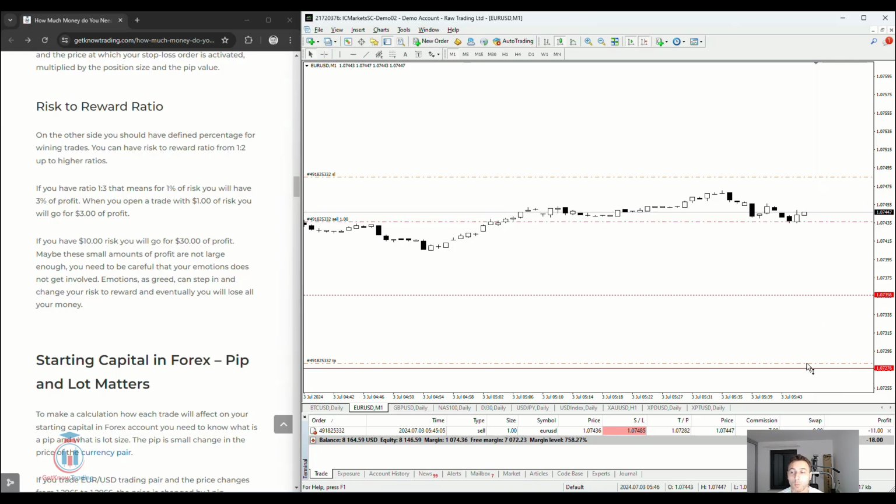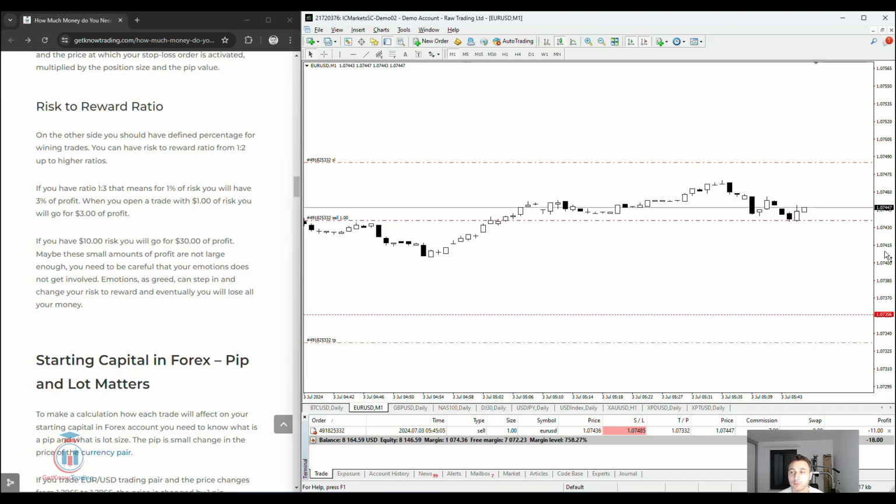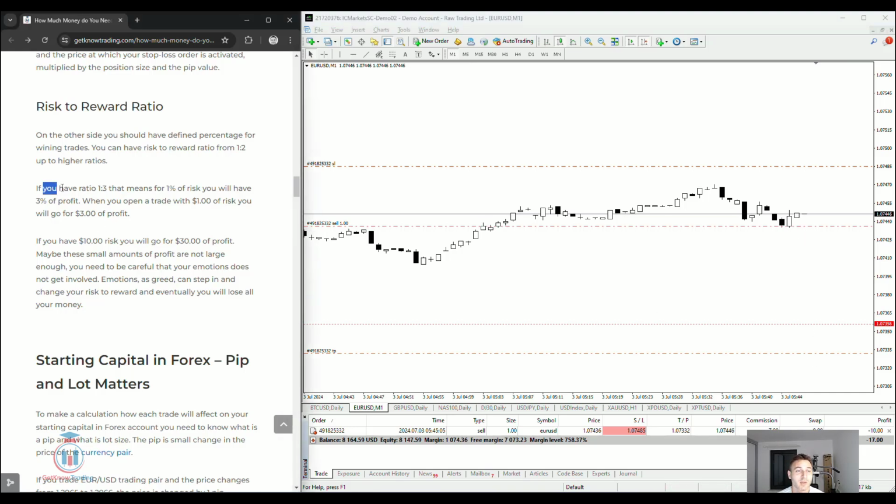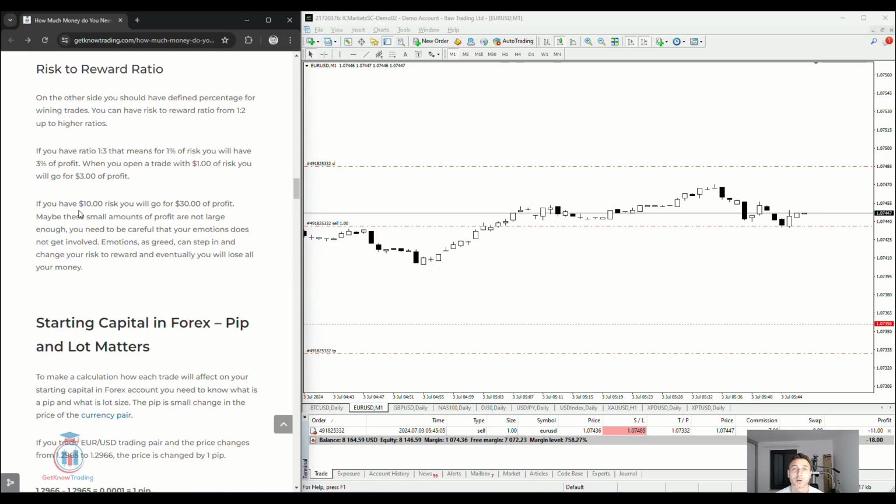At least I have 1 against 2. That means in this case I should have a profit very close to $100, which means I am risking $50, but in case of profit I will make $100. This is the risk to reward ratio. And if you have 1 against 3, that means for 1% of risk, you will have 3% of profit. So this is one of the cases that you should also follow.